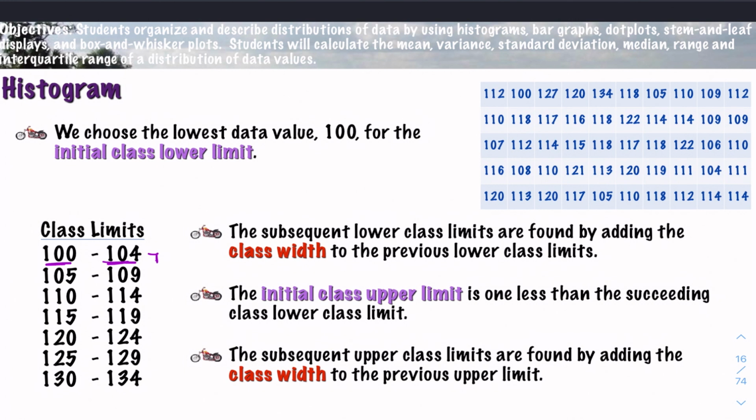The subsequent lower class limits are found by adding the class width to the previous lower class limit. The initial class upper limit is 1 less than the succeeding class lower limit. The subsequent upper class limits are found by adding the class width to the previous upper limit. So if you did lower limits are 100 plus 5, 105, and then 100, 101, 102, 103, 104. That gives me my lower limit, and we have our gap in between.